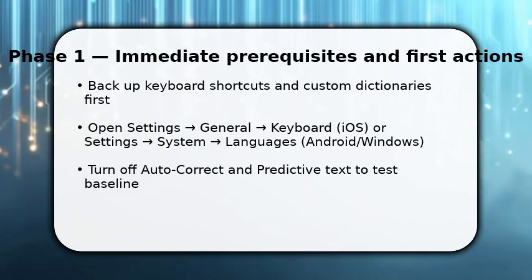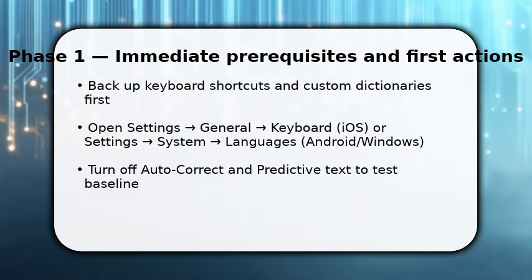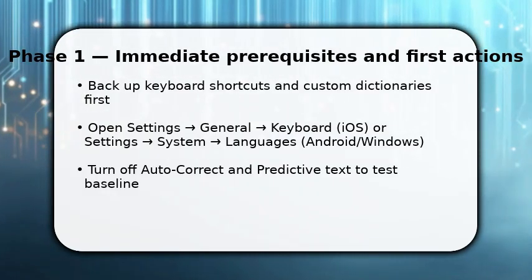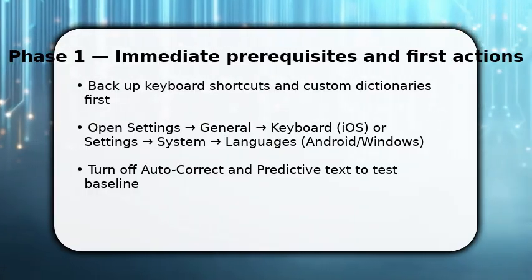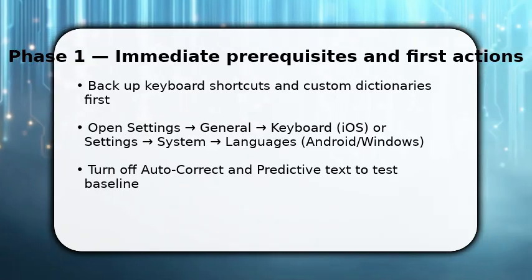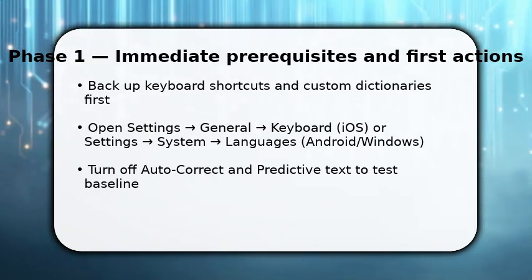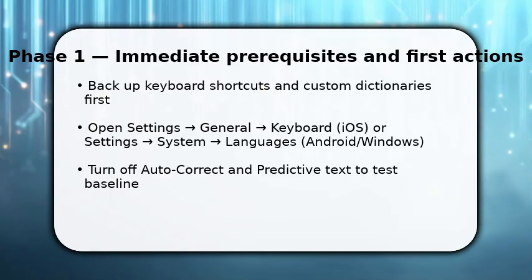Enjoy the video. You begin by securing your data. Export or note any custom shortcuts and dictionary entries so you can restore them later. Now open your device keyboard settings. On mobile, that's settings, right arrow, keyboard. On desktop, it's system, right arrow, languages.